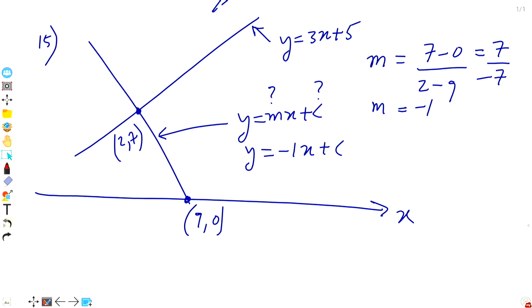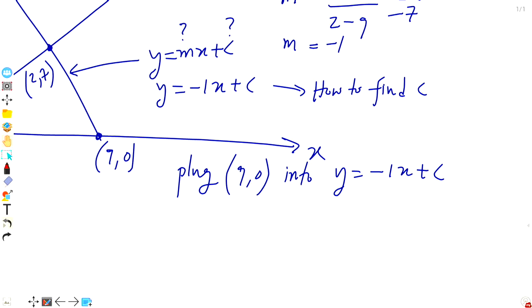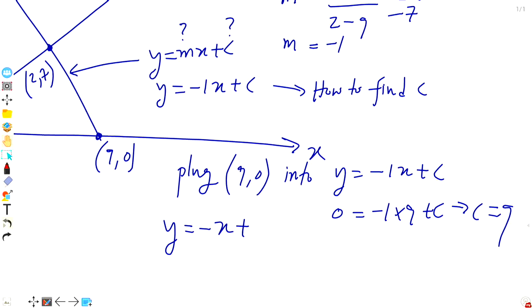Yeah. So now how to find c? You are going to plug in any of the coordinates on that line, right? So you can say (9, 0). Plug (9, 0) into y is equal to minus 1x plus c. So if you do so, 0 is equal to minus 1 times 9 plus c. So c is equal to 9 here. So the equation is y = minus x plus 9.